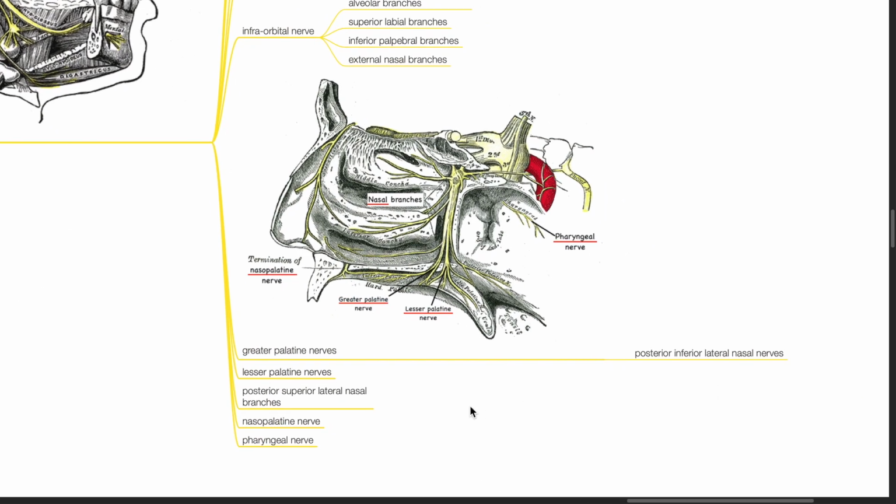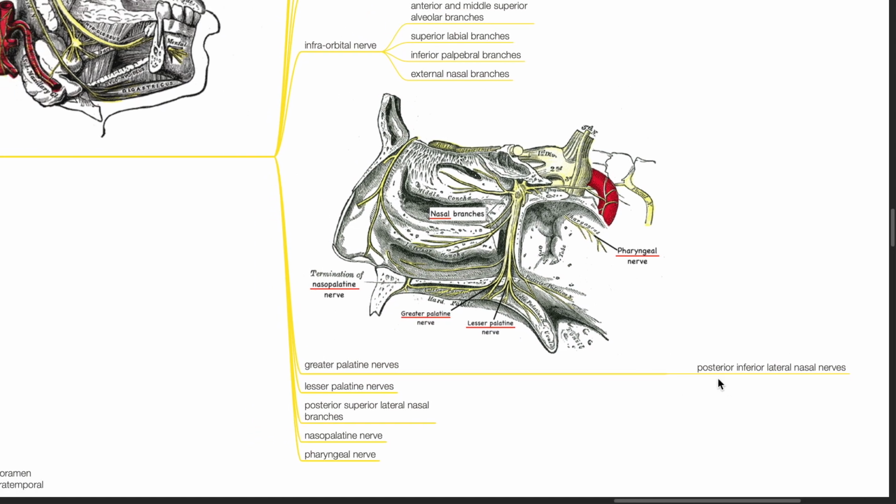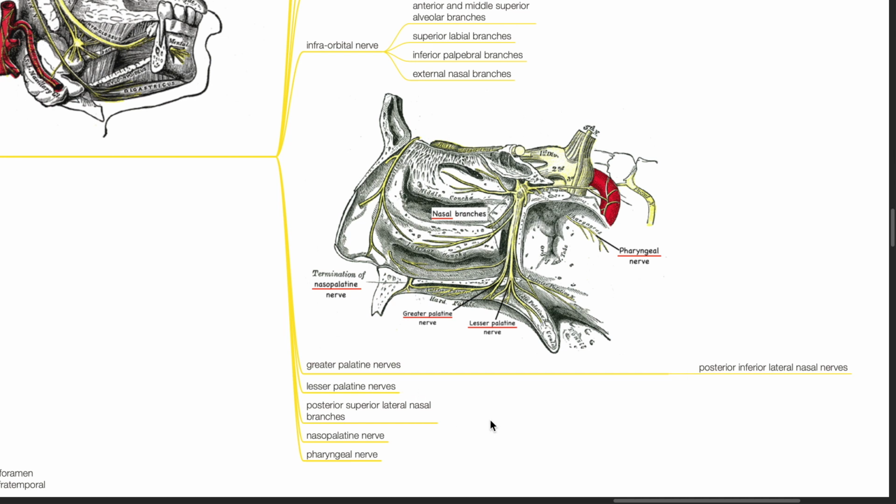The greater palatine nerves, which further branch into the posterior inferior lateral nasal nerves. The lesser palatine nerves, posterior superior lateral nasal branches, nasopalatine nerve, and pharyngeal nerve.